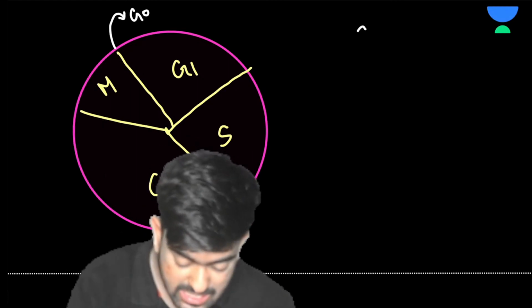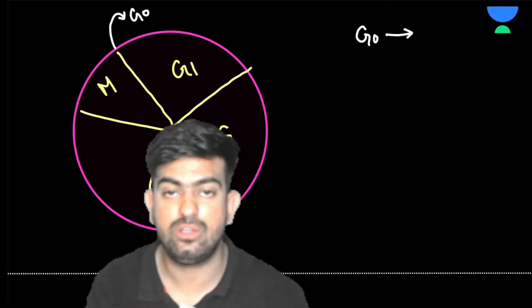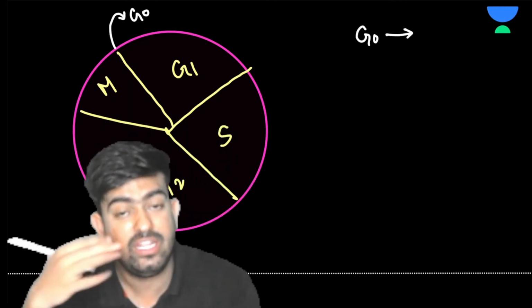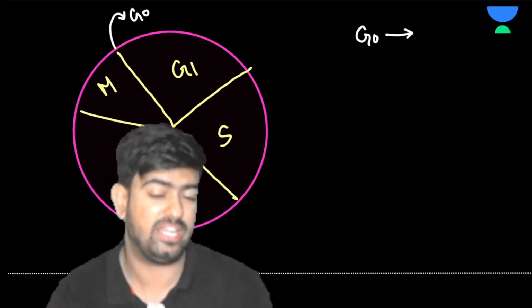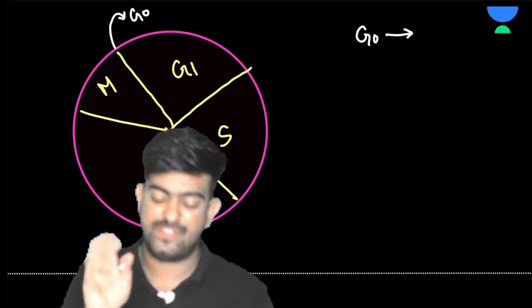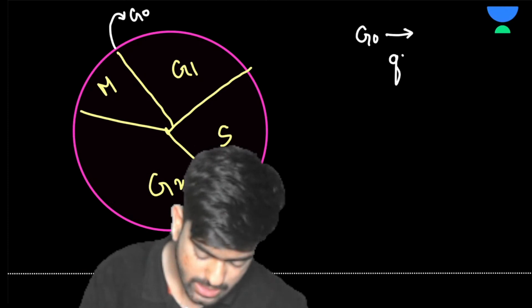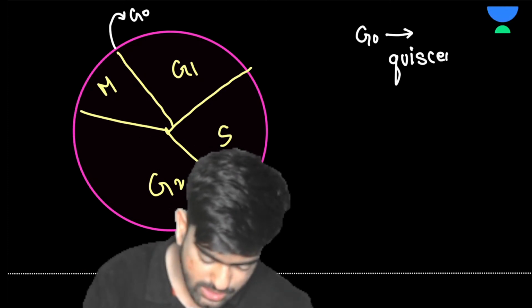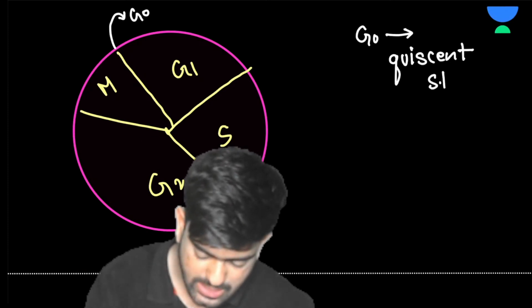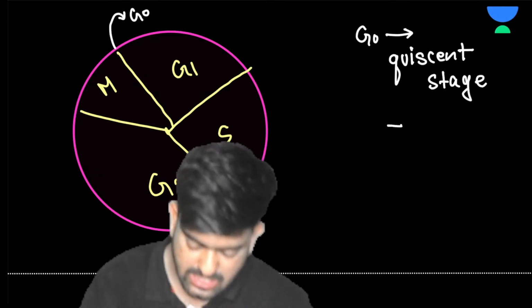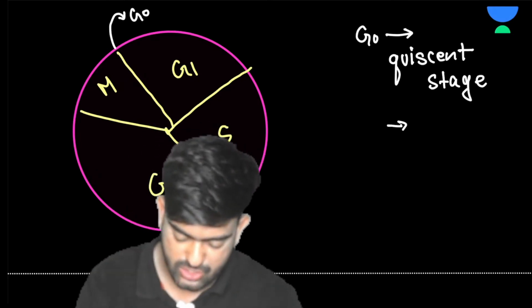That means the cells which entered into G0 left their cell cycle. Now they're not going to divide. G0 is not a part of the cell cycle. It is known as the quiescent stage. Quiescent stage, right? And in this stage, there is no cell division.